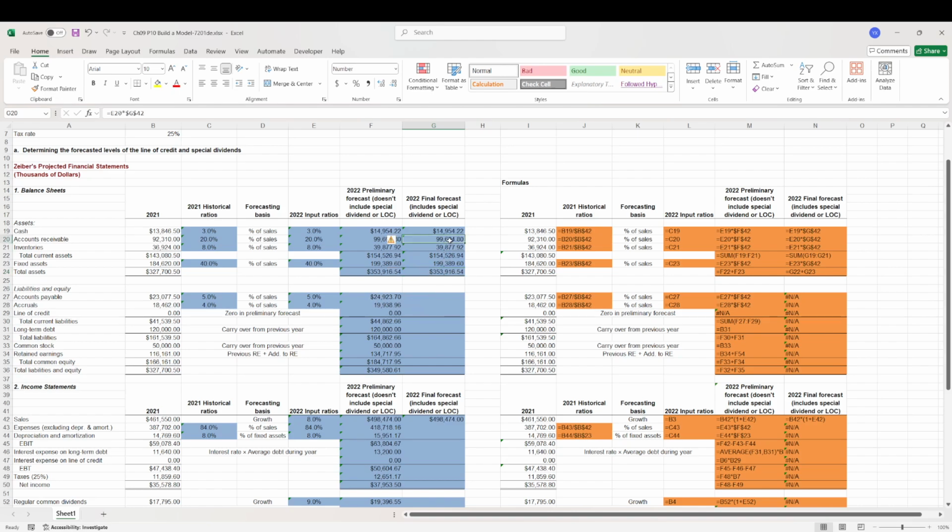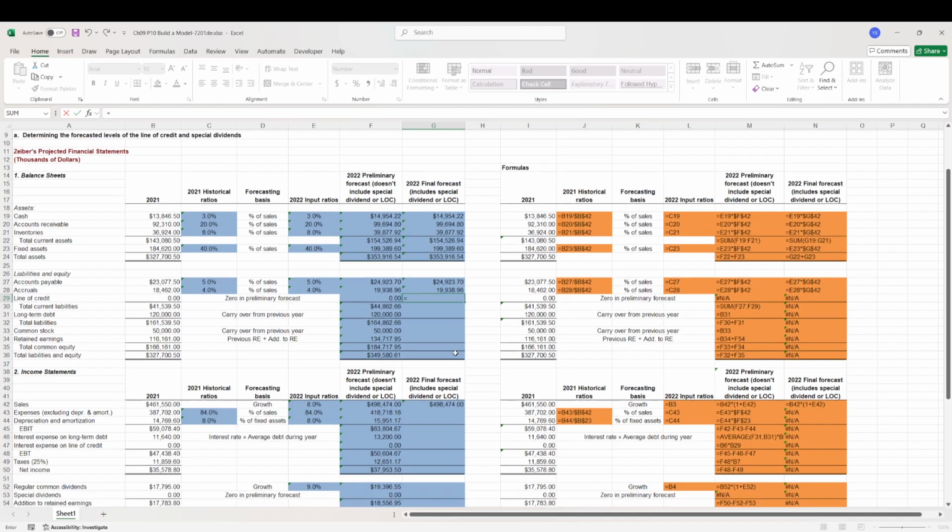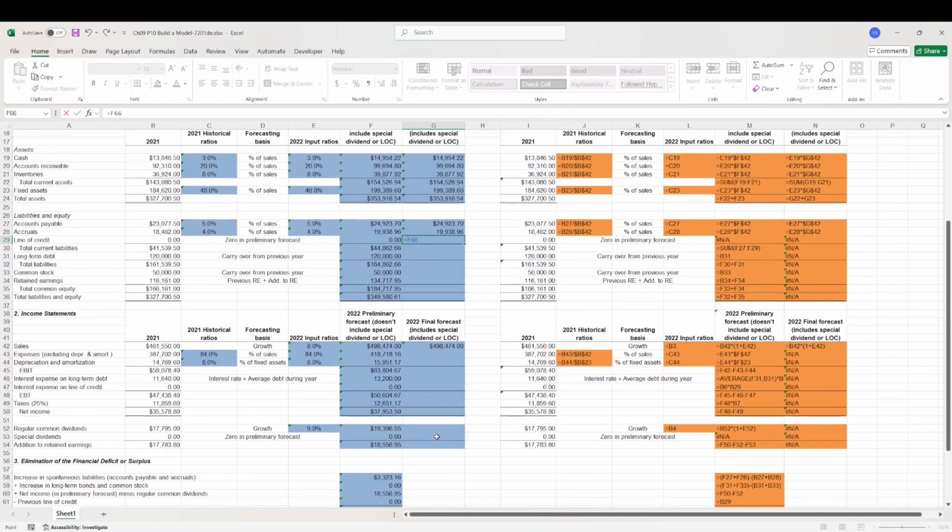And down here, I'll copy this and paste it here and paste it as a formula. Copy it, paste it here, paste it as a formula. So if you look at that, it's going to be a percentage of the sales. Here, percentage of the sales. It's the same thing. But now the line of credit is going to be the same as this number, right? And the total current liability is going to be a little higher.